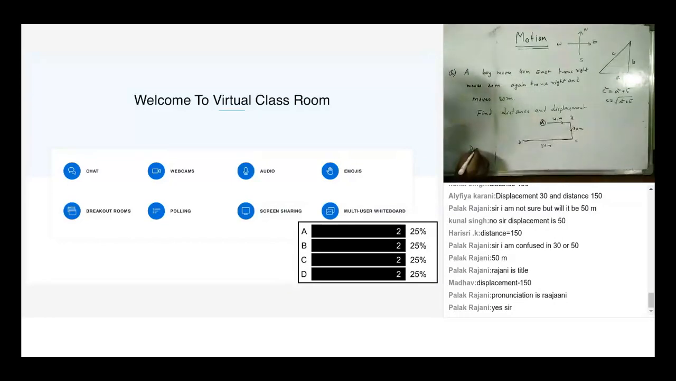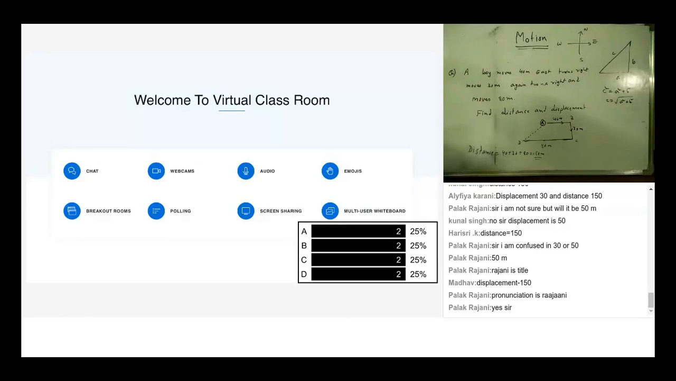Distance, very simple, and I think all of you have become very confident about distance. 40 plus 30 plus 80, that is 150 meters. Very good. All of you got it right. Now what would be displacement? Displacement would be a line joining A and D. Would anyone want to change their answer about displacement? Yes, sir. Sir, 50. Okay, you say 50.